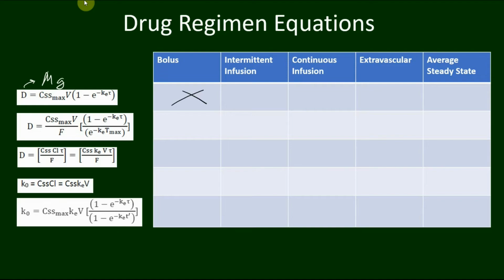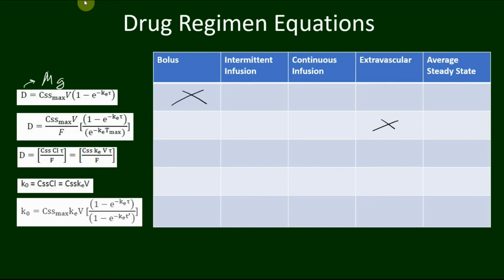Moving down to the next equation, we have this admittedly more messy equation here. It's CSS max times V over F times 1 minus e to the negative rate elimination constant times tau over e to the negative rate elimination constant times T max. So two things should kind of set off the alarm bells in your head, T max and F. So what scenario would this be used for? Extravascular.